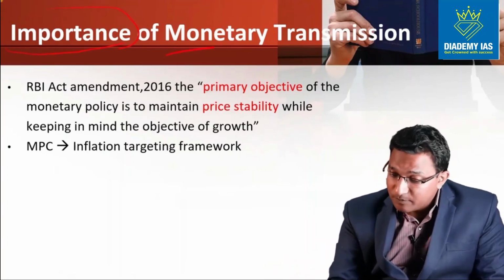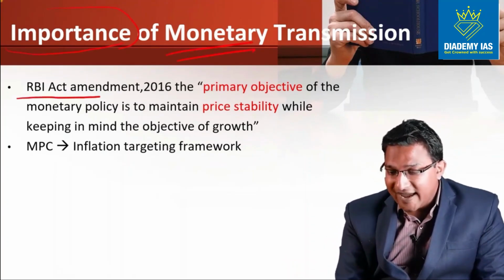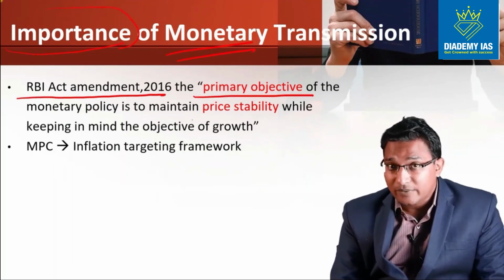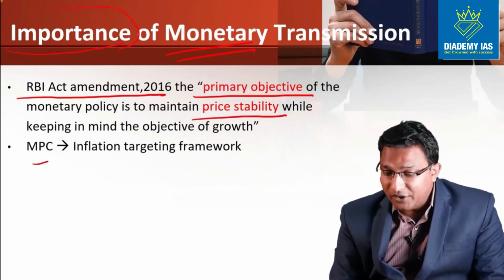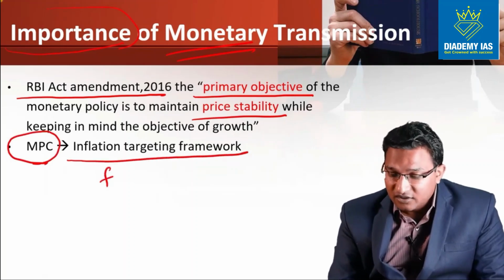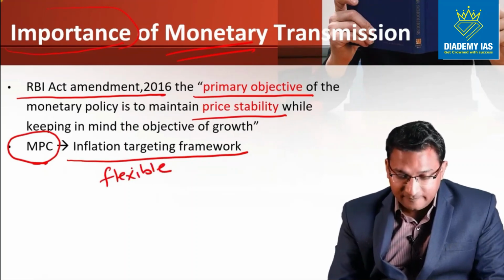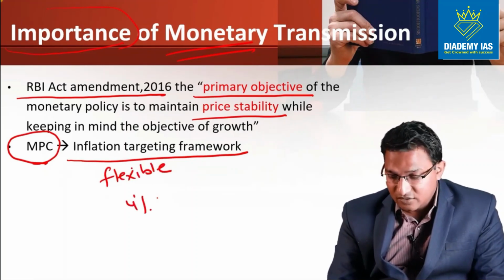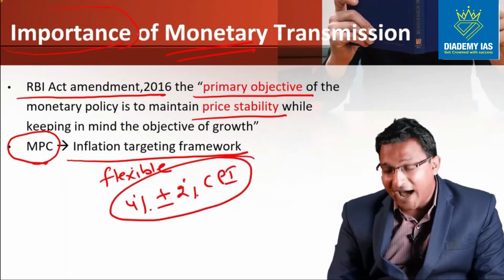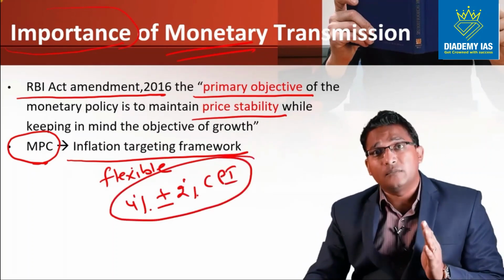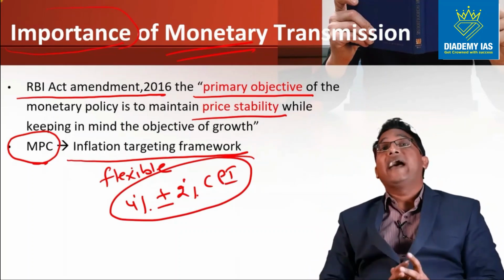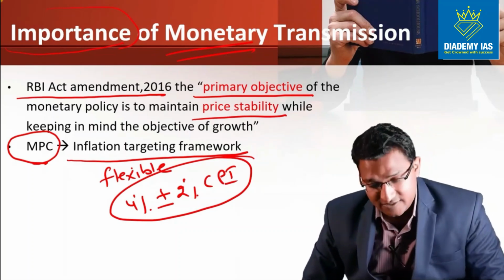So monetary transmission is important because after the RBI Act was amended in 2016, the primary objective of the monetary policy became price stability, and the Monetary Policy Committee came up with the inflation targeting framework, where the flexible target has been given of 4% plus minus 2% of CPI. So this has become the nominal anchor. So RBI has to maintain the inflation rate between the range of 2% and 6%. This Monetary Policy Committee will have the decision making power regarding this, right?